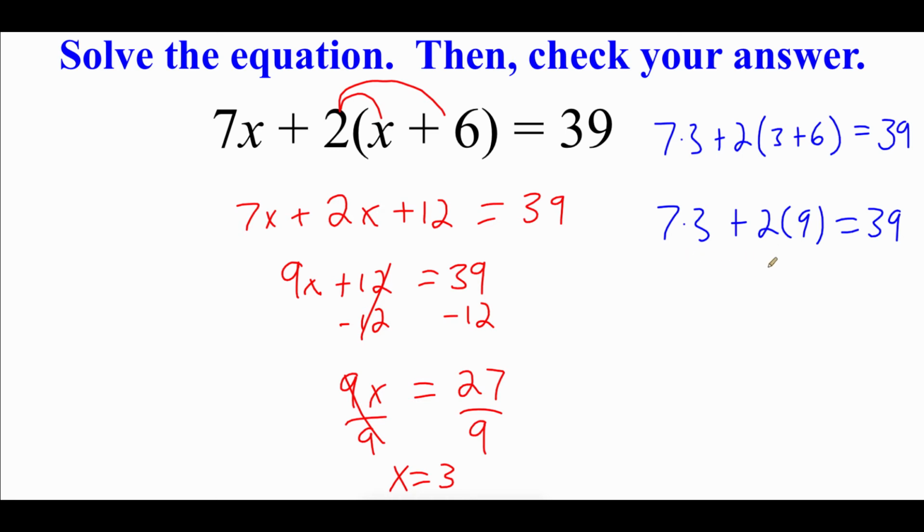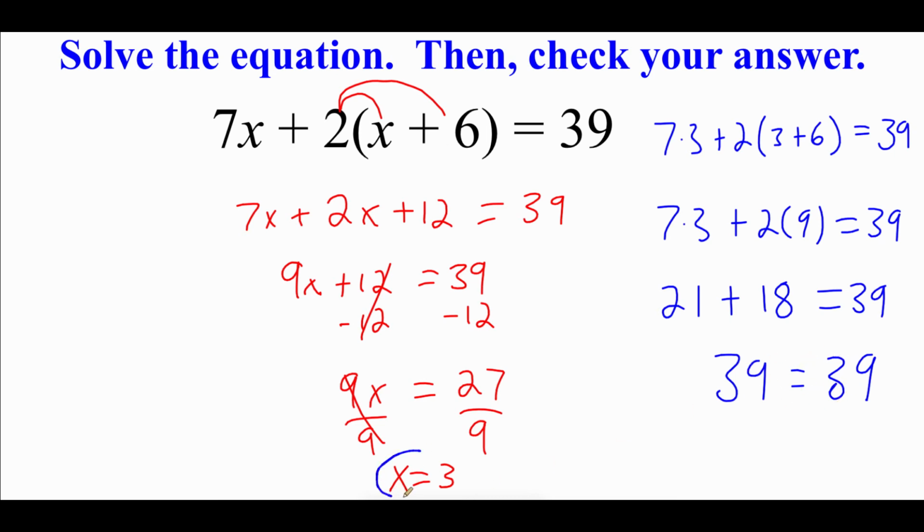Now, we've got two sets of multiplying happening. 7 times 3 should give me 21, plus 2 times 9 is going to be 18. And we're hoping that when we add those together, the answer we get is going to be 39. So then 21 plus 18 does in fact give us 39. So we've got our matching set of numbers that we needed. 39 is equal to 39. So that confirms that our x value is 3.